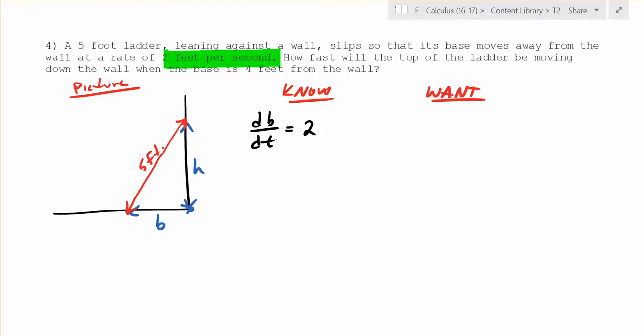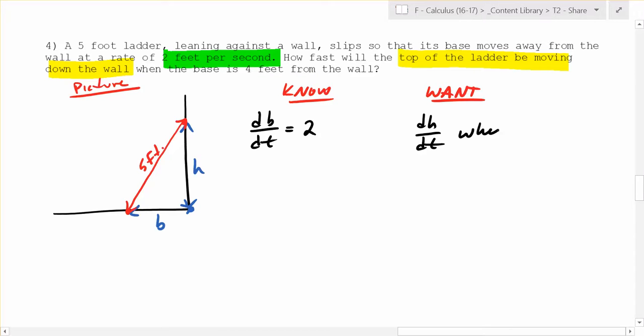Do we know anything else? Okay, what do we want? How fast will the top of the ladder be moving down the wall? So what do we want? dh/dt, when what? The base is 4 feet. When b equals 4.